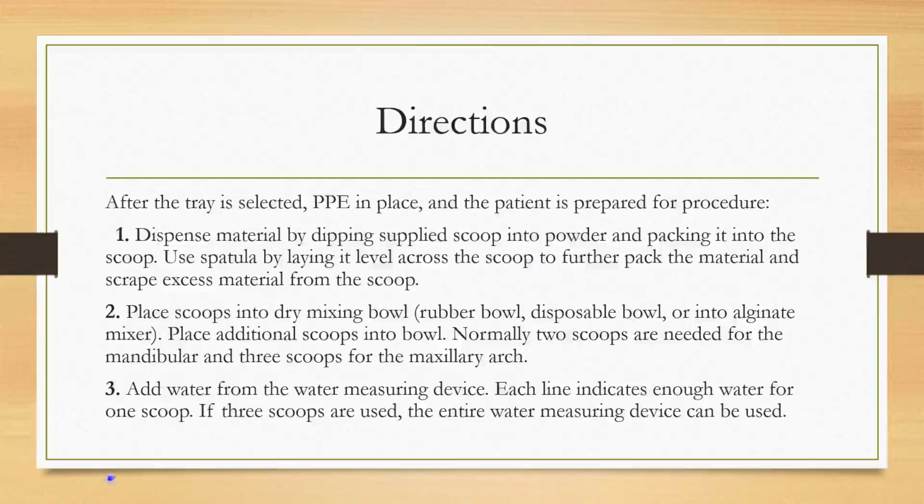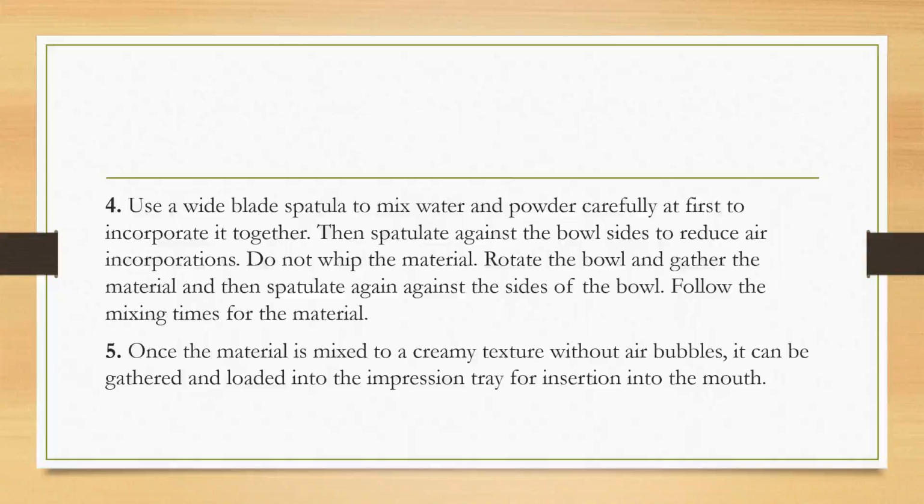You add the water using the small cup, the measuring device that will be supplied. If you don't have one, you can just eyeball the water, and with time you'll become familiar with the amount of water that you need to use. But it's better to use the scoop and the cup. It's easy. After you've put the water and the powder together, you mix it and incorporate it. It's better to use a figure of 8 when you are mixing, as it removes the bubbles from the alginate. Once you've mixed the material into a creamy texture, you put it in the impression tray, and it's now ready to be inserted into the mouth.